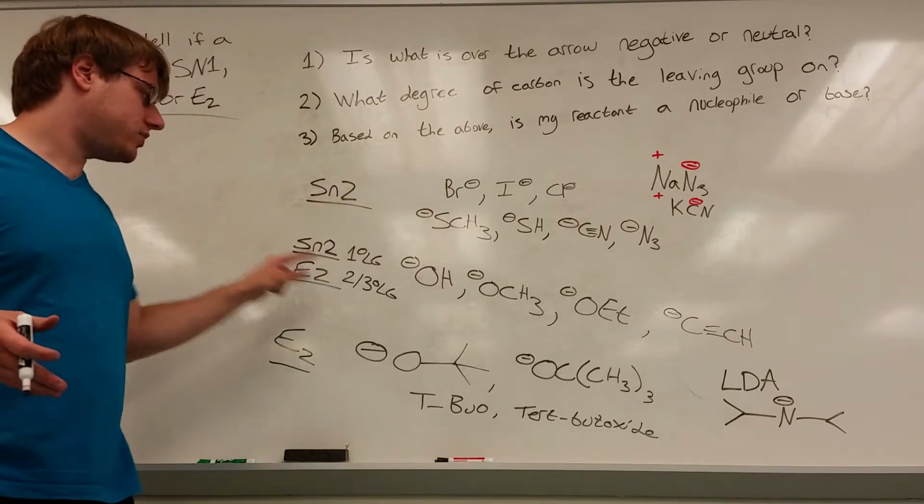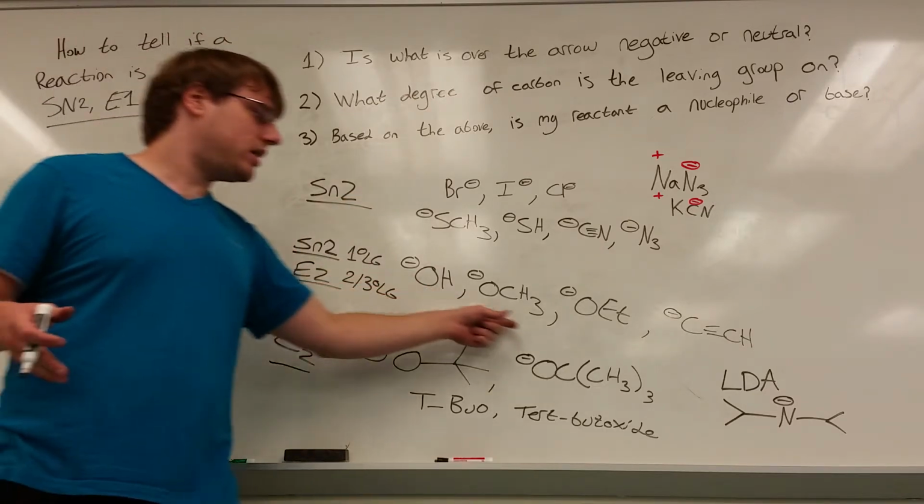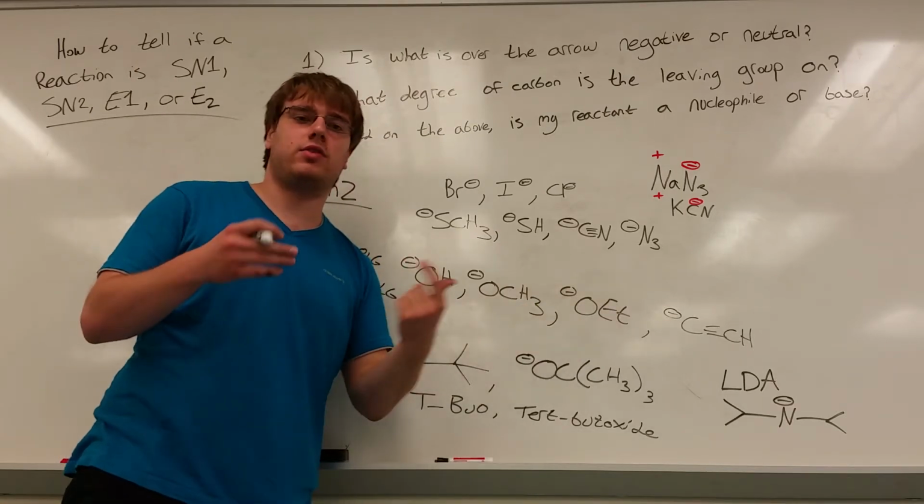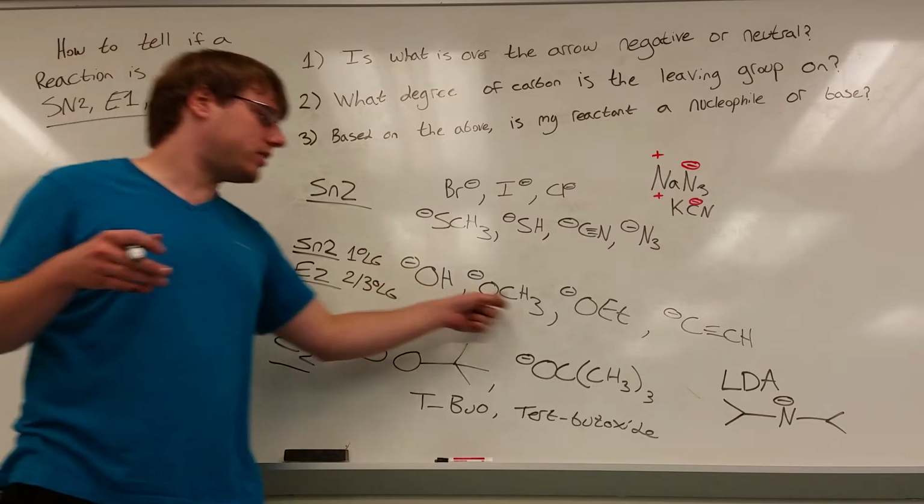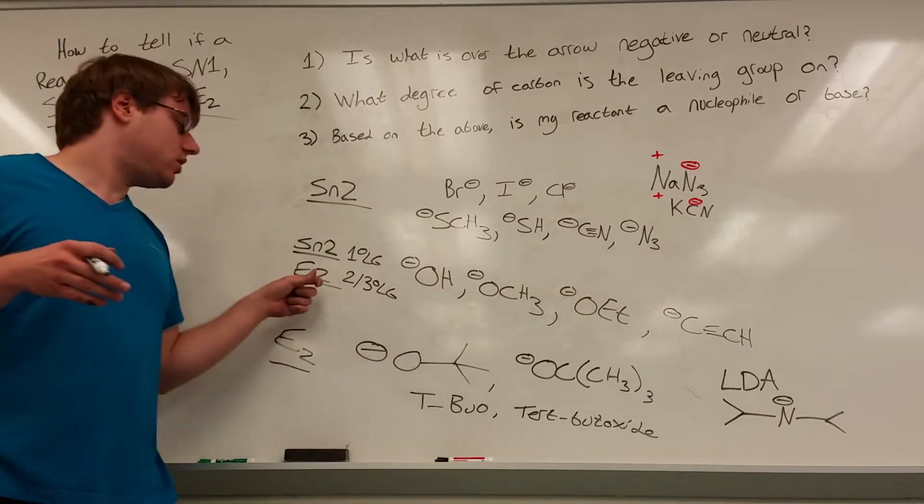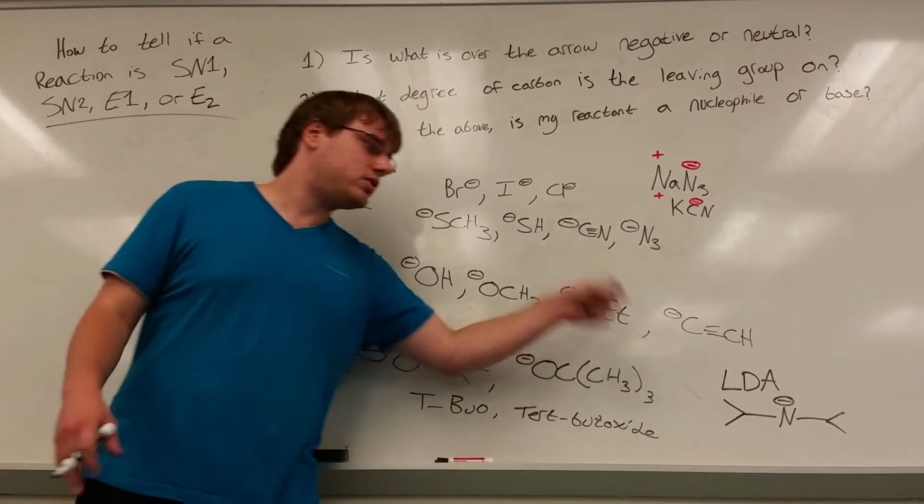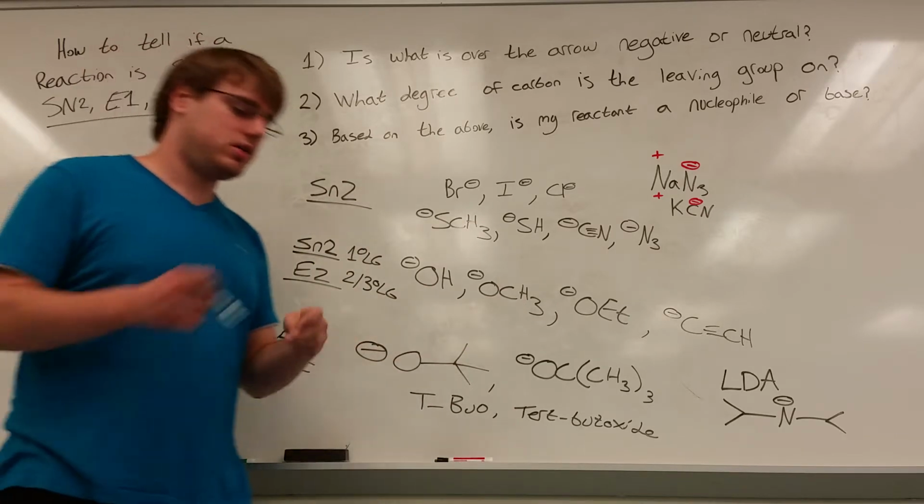And if you have a secondary or tertiary leaving group, in the case of any of these, then you're probably going to have to decide, well, is it SN2 or E2? Primary leaving groups will do SN2 with these, and tertiary and secondaries will do E2. And then these will always be E2.